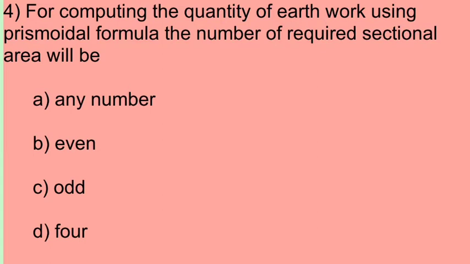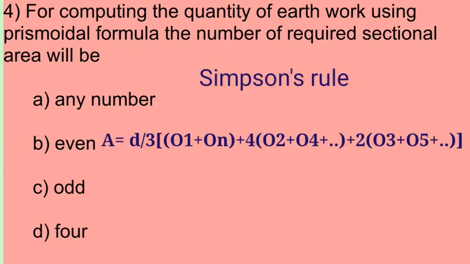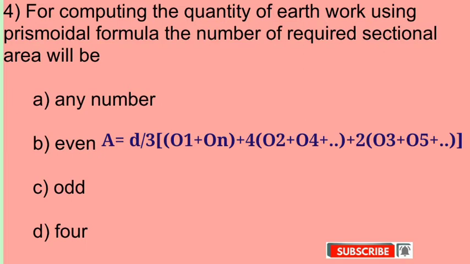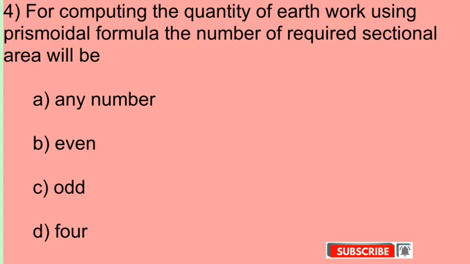Now, what is prismoidal formula? It is also known as Simpson's rule. Area is equal to D by 3 into O1 plus ON plus 4 into O2 plus O4 plus etc. plus 2 into O3 plus O5 plus etc. This is called Simpson's rule. It needs odd number of sectional areas.